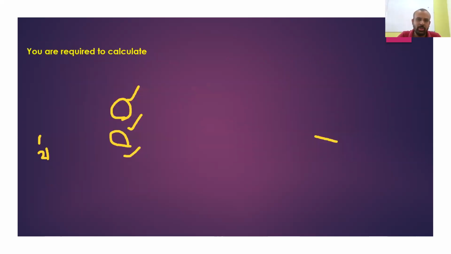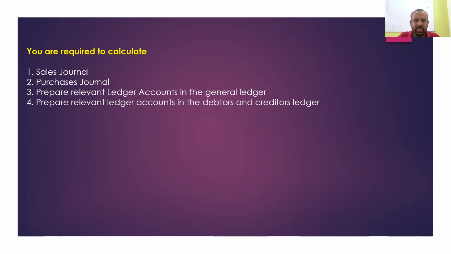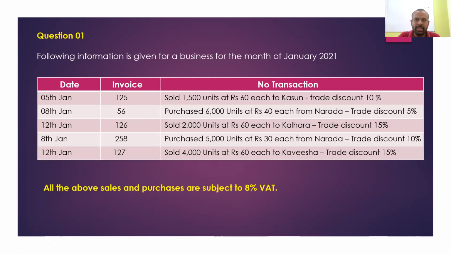Then what you need to do? You need to consider the value added tax as well. And thereafter they want you to prepare what? Sales journal, purchases journal, sales ledger accounts in the general ledger, private ledger accounts in the debtors and the creditors ledger. Okay, shall we do it then from the beginning?